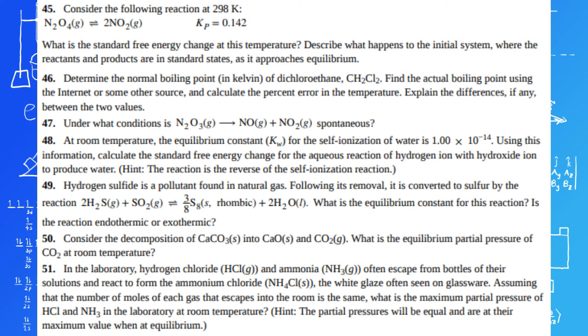Question 47: Under what conditions is N2O3 decomposition spontaneous? Find the delta H and delta S and then figure out which of the 4 cases you're dealing with in terms of delta G. It could always be spontaneous. It might never be spontaneous. It might be spontaneous at high temperatures, or it might be spontaneous at low temperatures. Figure out which one of the four cases it is, and that's all it's asking.